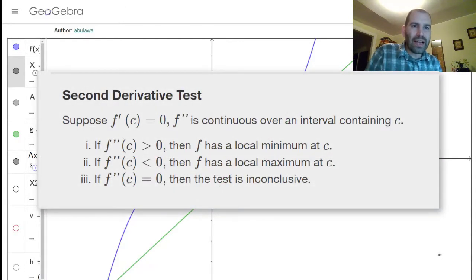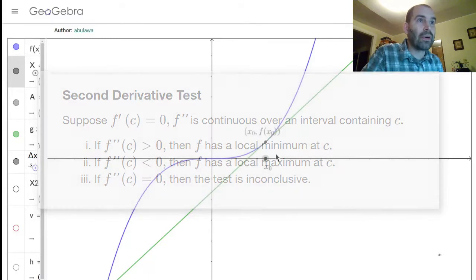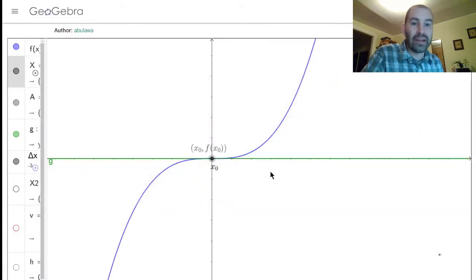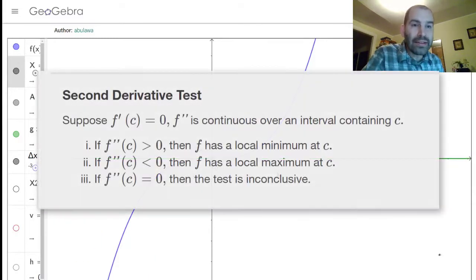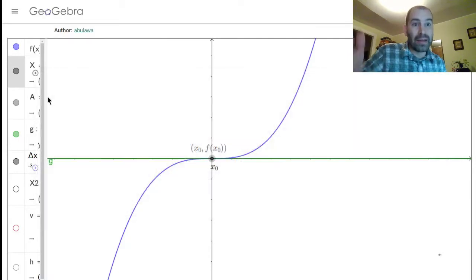The second derivative test says first look where the derivative is 0. Okay, so you're going to find points like this. And then check the second derivative. If the second derivative is positive, we know we have a local minimum. If the second derivative is negative, we know we have a local max. In this particular case, the function that we're looking at here, the second derivative is 0, and so we have neither.